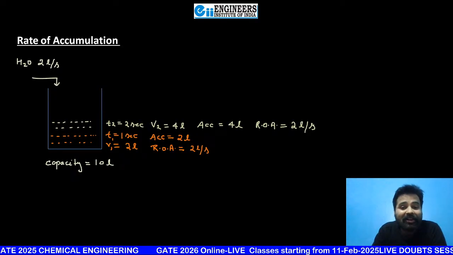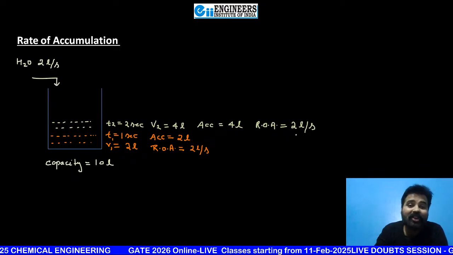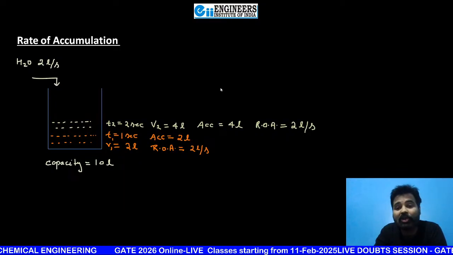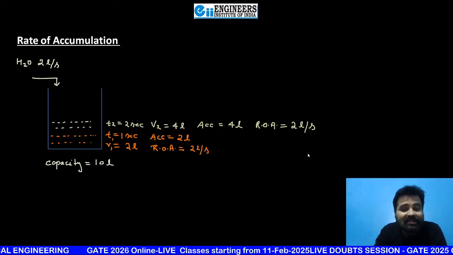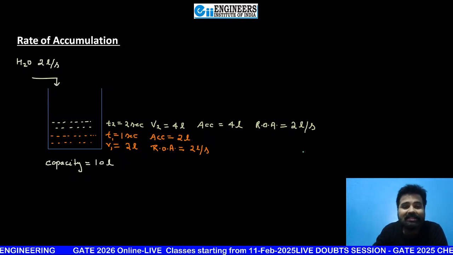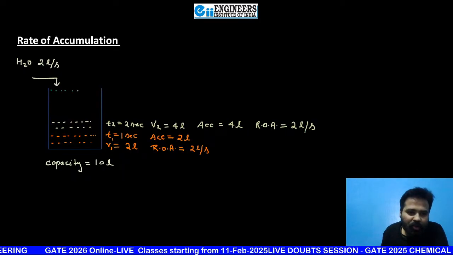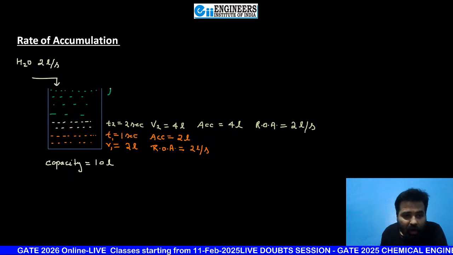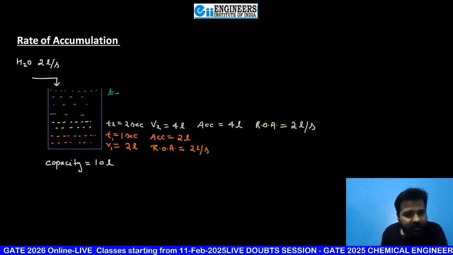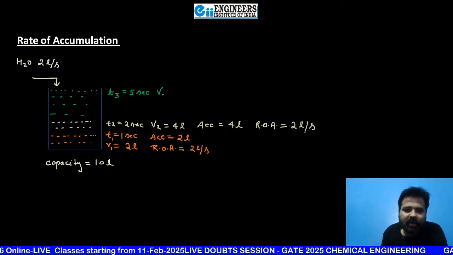So this is the difference between accumulation and rate of accumulation. Now you can see, beta, accumulation is 4 liter and rate of accumulation is 2 liter per second. Suppose I am checking it after time T3, and at T3 time I am giving you 5 second. Can you tell me what is the volume here, beta?